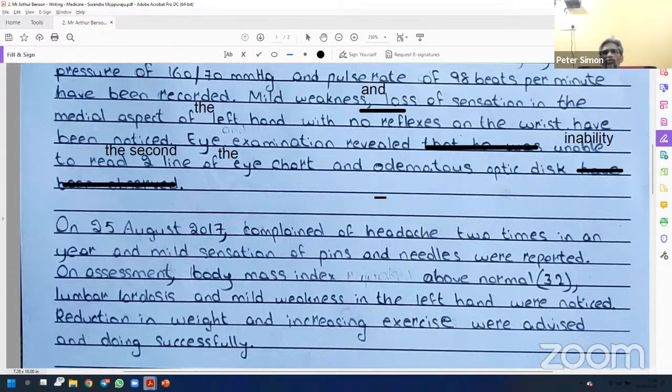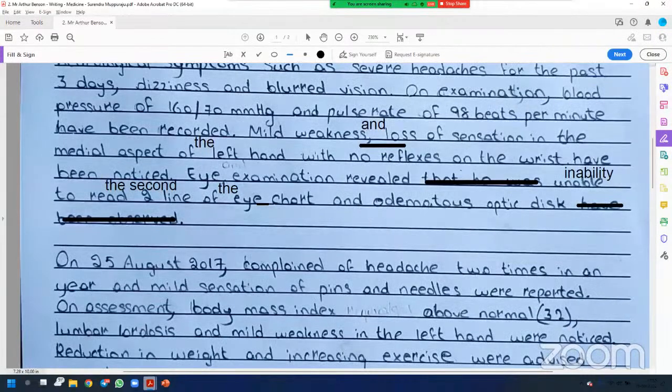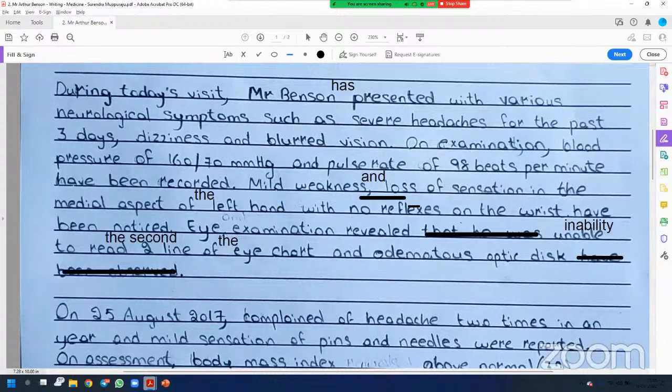Revealed. So now you can change this into passive. Inability to read the second line of the eye chart and edematous optic discs were revealed. During ophthalmological examination. So you are using passive voice, were revealed. You understand? Inability to read the second line of the eye chart and edematous optic disc were observed.